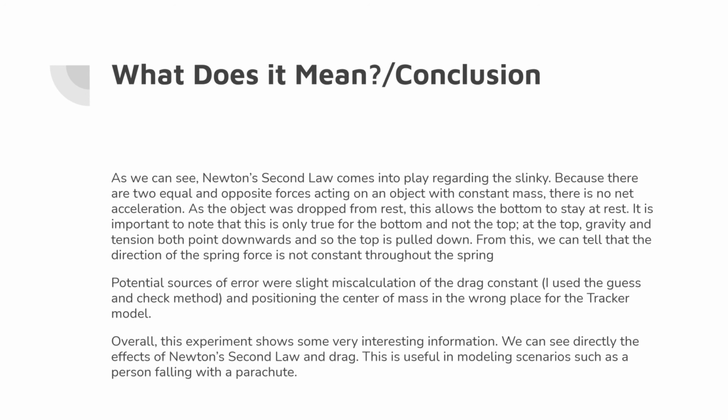There are some potential sources of error, as I mentioned before, such as miscalculation of the drag constant or the center of the mass being in the wrong place for the Tracker model. Overall, this experiment has some very useful information. You can see the effect of Newton's second law and drag, which is useful for scenarios such as a person falling with a parachute.